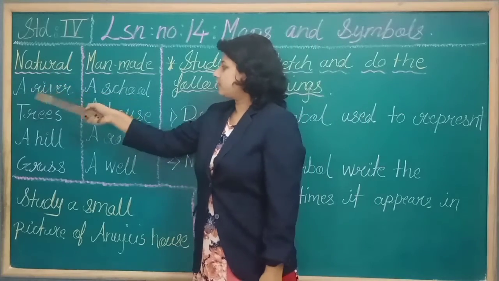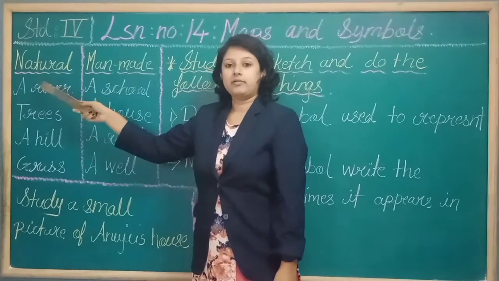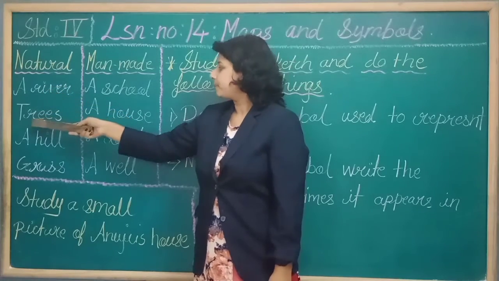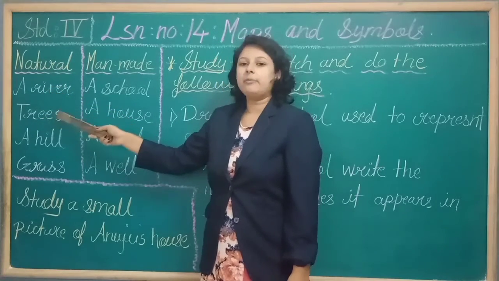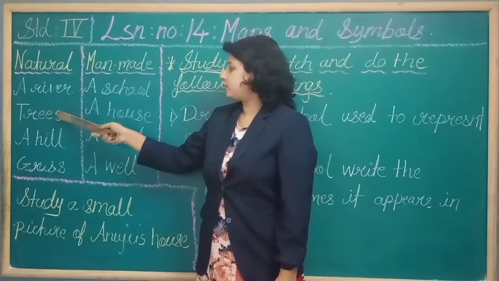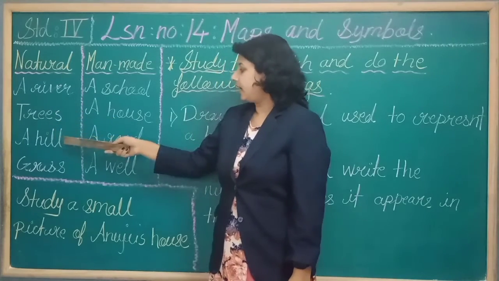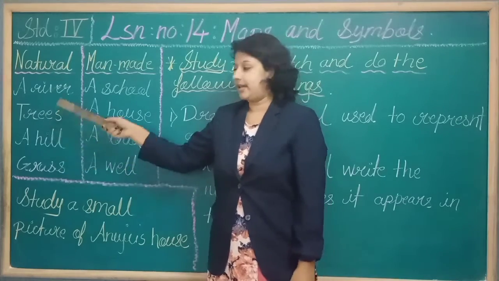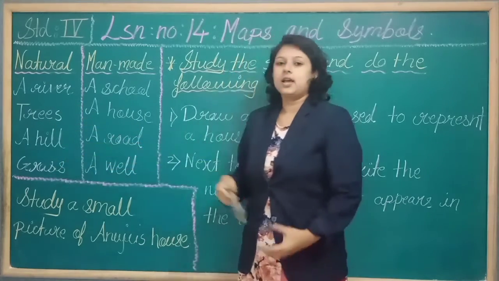What are the natural resources? A river. River is a natural resource. We get the water of the river from nature itself. Then trees. We can't make trees. Tree is also a natural resource. A hill, mountains, also the grass. These are the examples of natural resources.